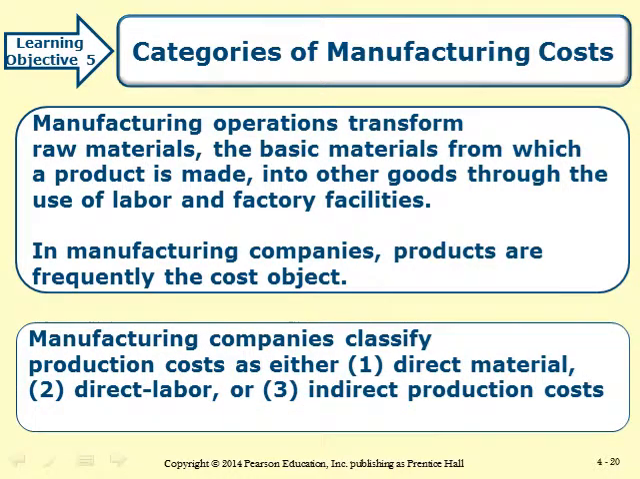So manufacturing companies accumulate and report the cost of inventories in a different way than merchandising companies. Manufacturing operations transform raw materials, which are the basic materials from which a product is made, into other goods through the use of labor in factory facilities. In manufacturing companies, products are frequently the cost objective. Manufacturing companies classify production costs as either direct material, direct labor, or indirect production costs.